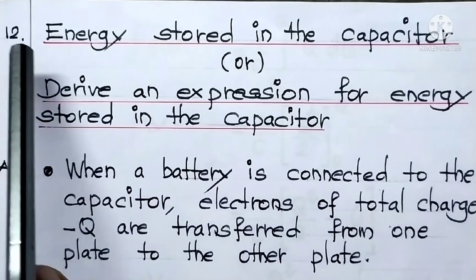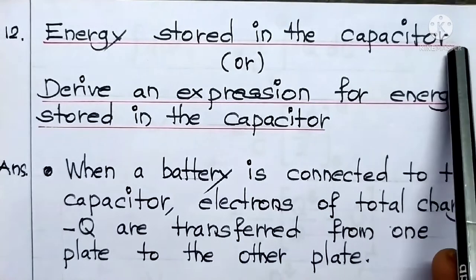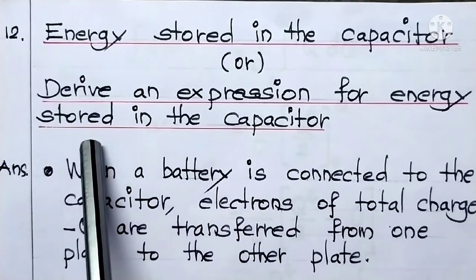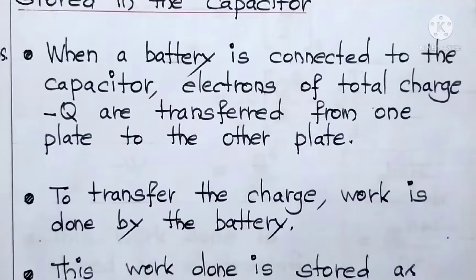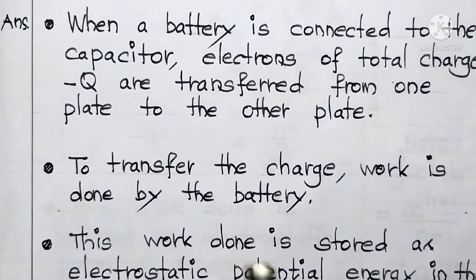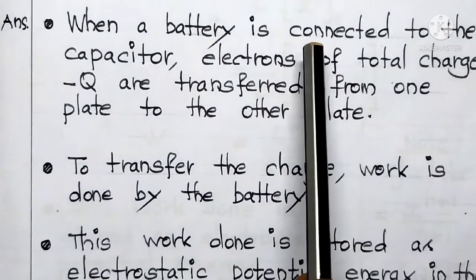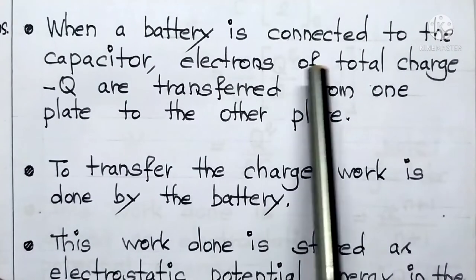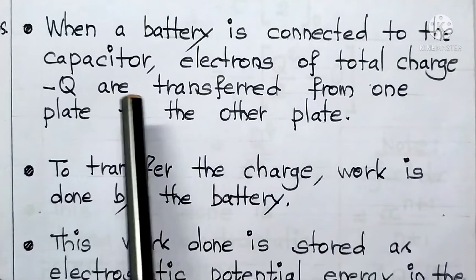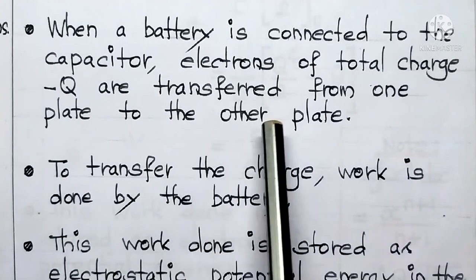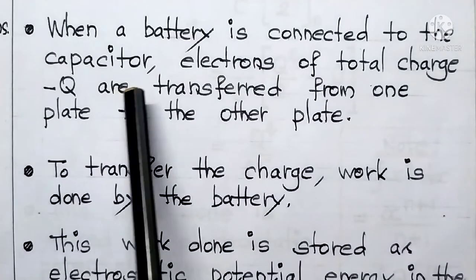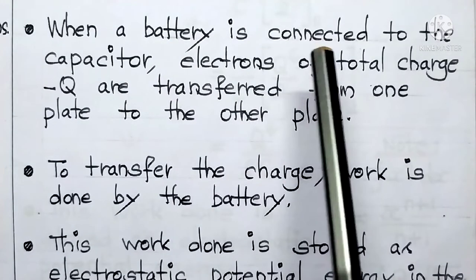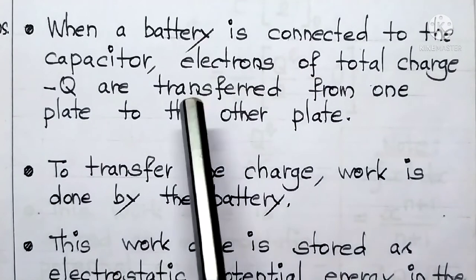Derivation number 12: energy stored in the capacitor, or derive an expression for energy stored in the capacitor. Answer: when a battery is connected to the capacitor, electrons of total charge minus Q are transferred from one plate to the other plate. As we all know, a capacitor has two parallel plates. So when a battery is connected to it, electrons get transferred from one plate to the other.